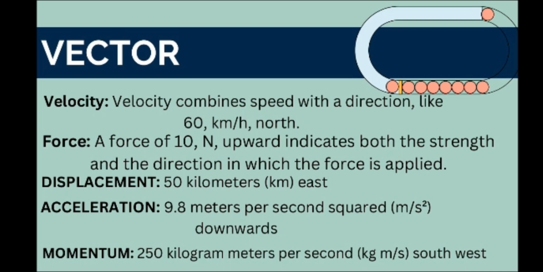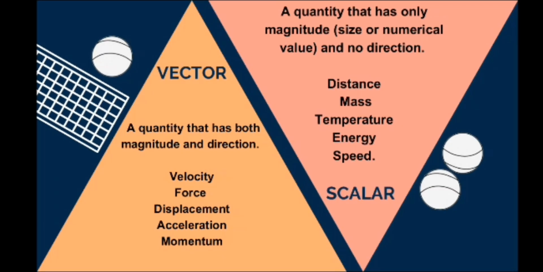So don't forget that a vector has both magnitude and directions. Here are the differences between the two. Vector is a quantity that has both magnitude and direction, while scalar is a quantity that has only magnitude and no direction. These are the vectors, which have 5 examples, and also the scalars. And that's all. Thank you.